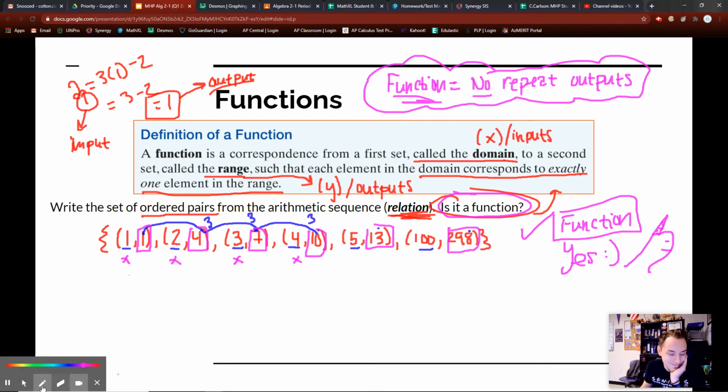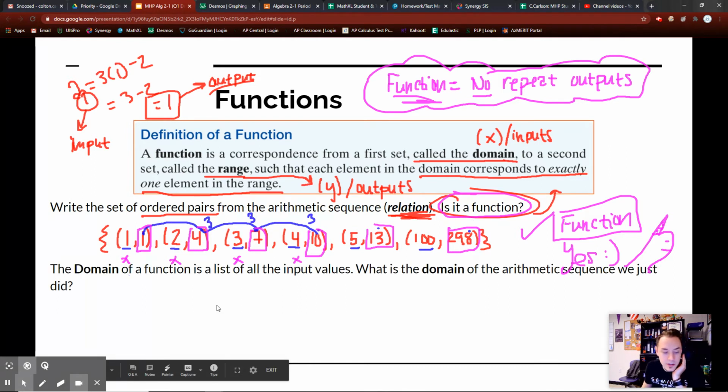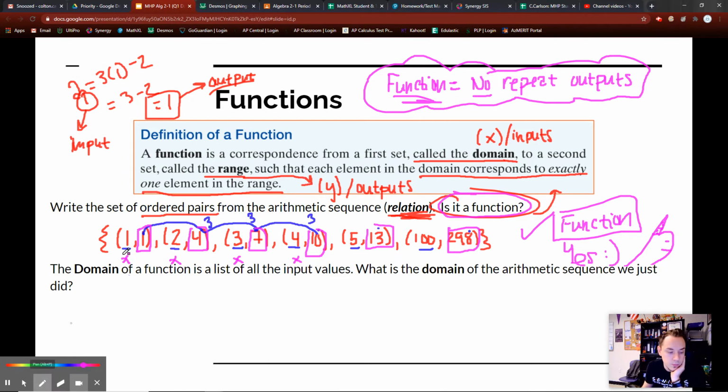Good deal. All right, now what we can do is go through the next question. What does the next question say? The domain of a function is a list of all inputs. What is the domain of this arithmetic sequence we just did? Let's list them out. I'm going to use my fancy braces. Again, the inputs, so the first number. So it's 1, 2, 3, 4, 5, and we also had 100 in this.